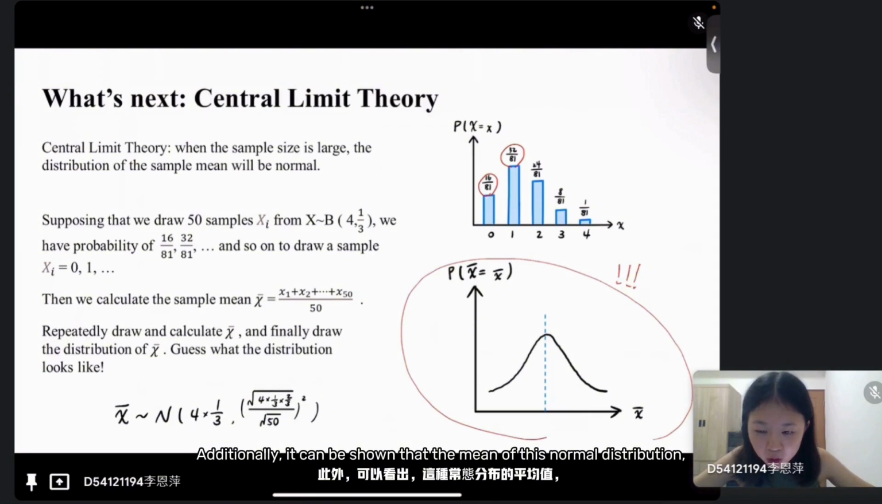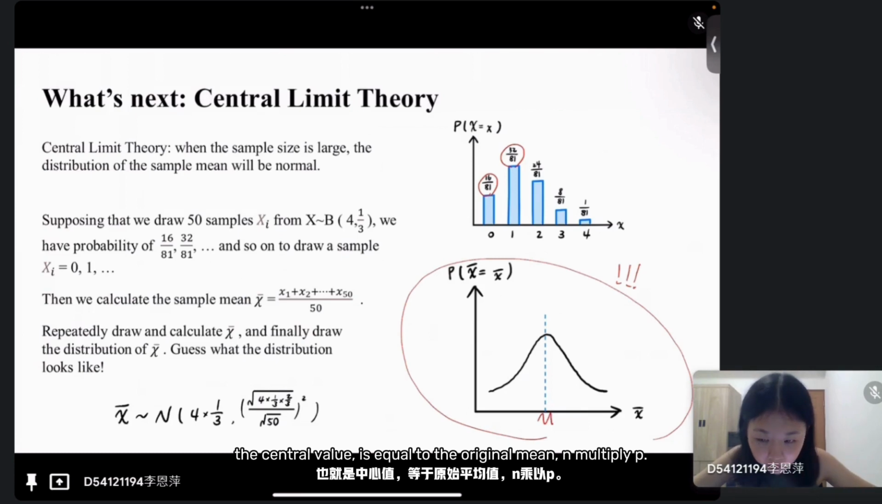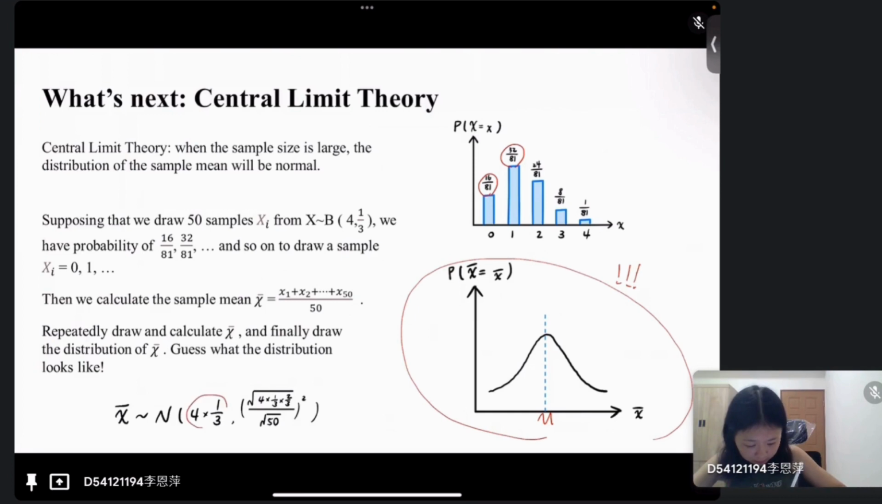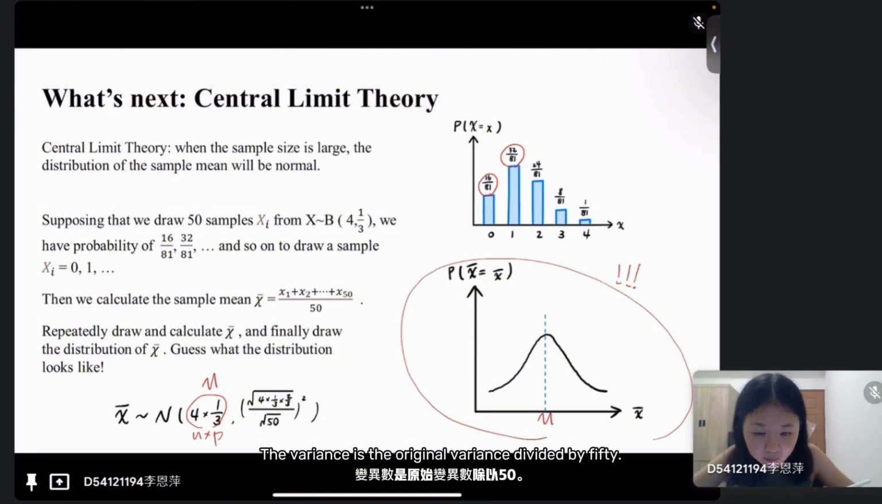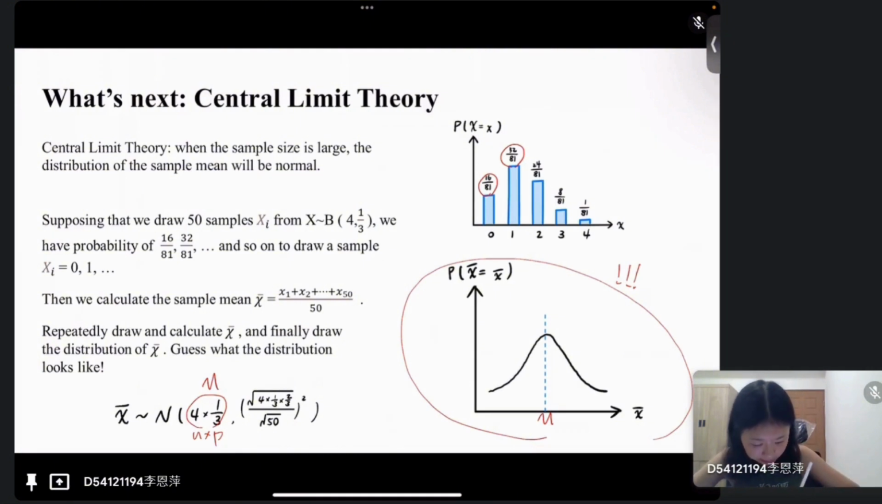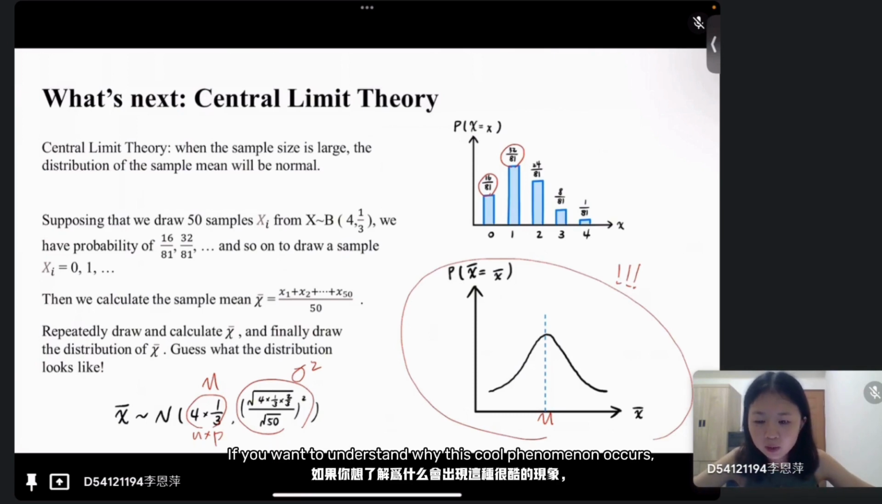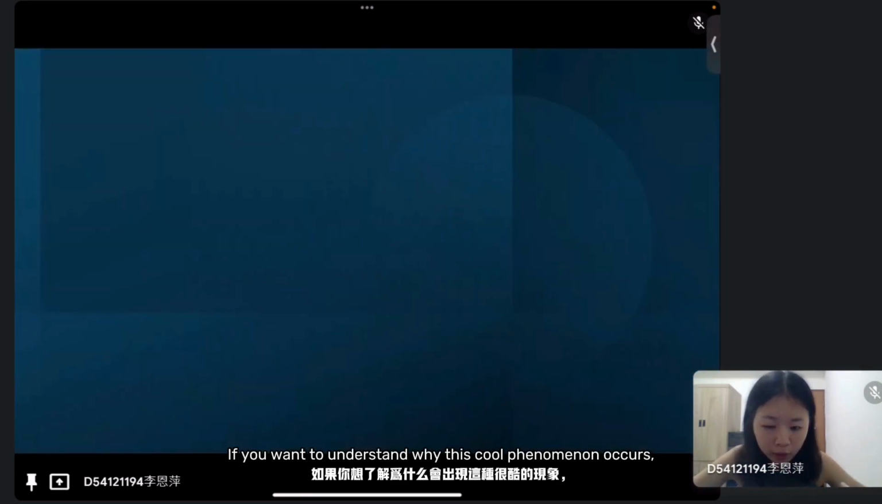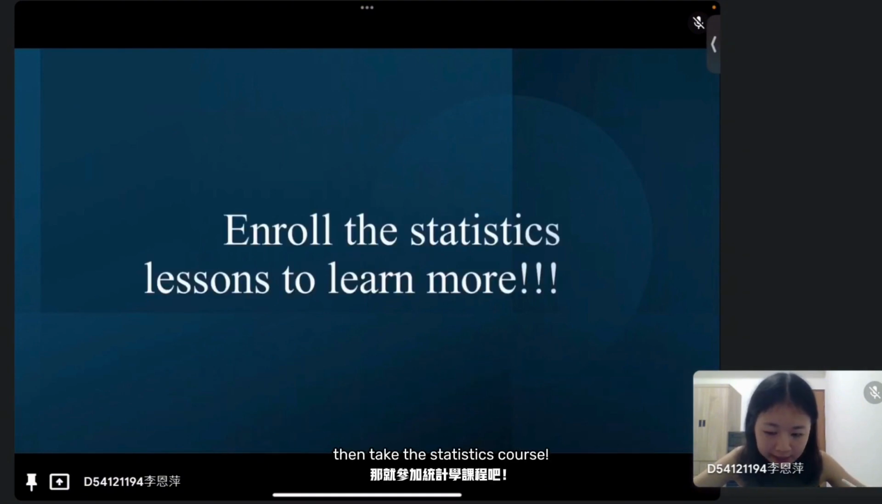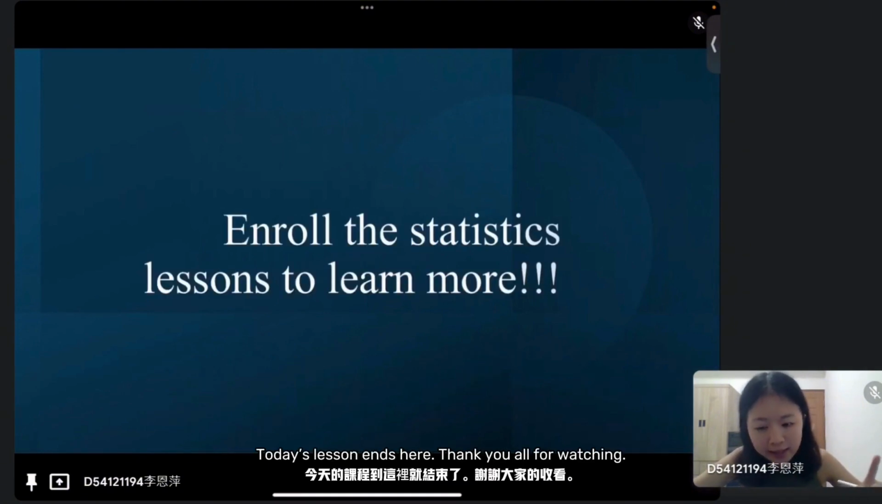Additionally, it can be shown that the mean of this normal distribution, the central value, is equal to the original mean, n multiplied by p. The variance is the original variance divided by 50. I won't go into the details, but it is indeed a fascinating and interesting phenomenon. If you want to understand why this cool phenomenon occurs, then take the statistics course. Today's lesson ends here.